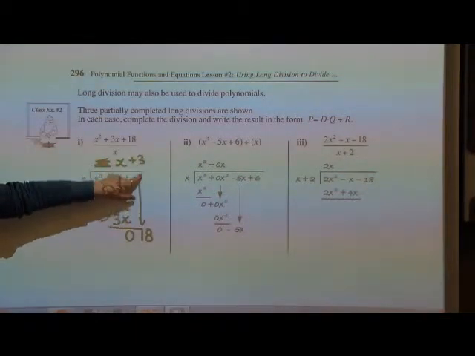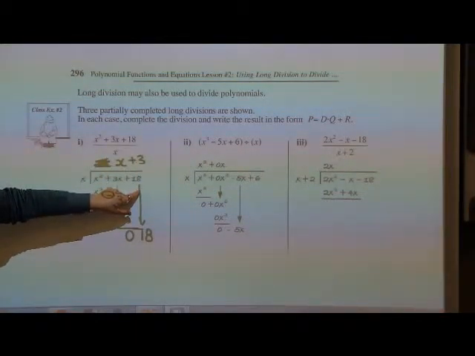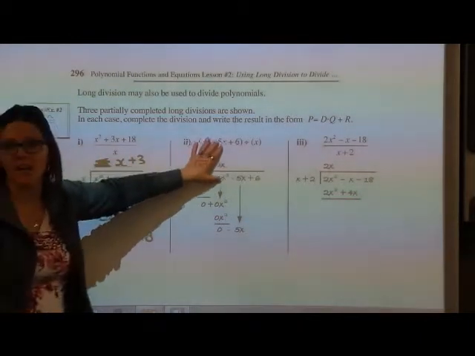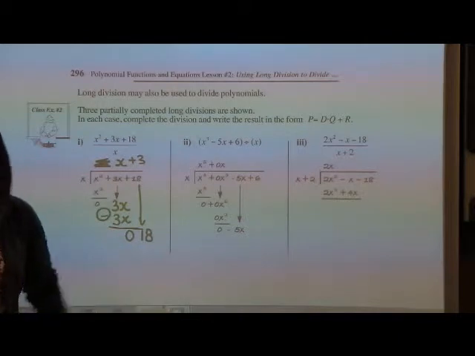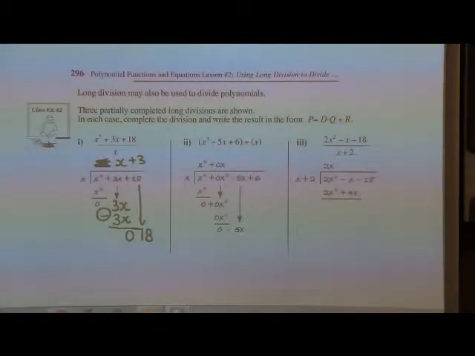Because I'm at the end of my rows, I can't go on any further. And the other thing to think about is what would I have to multiply x by to get to 18? It's going to end up being a fraction, and we're not getting involved into fractions. So that's why I would stop.